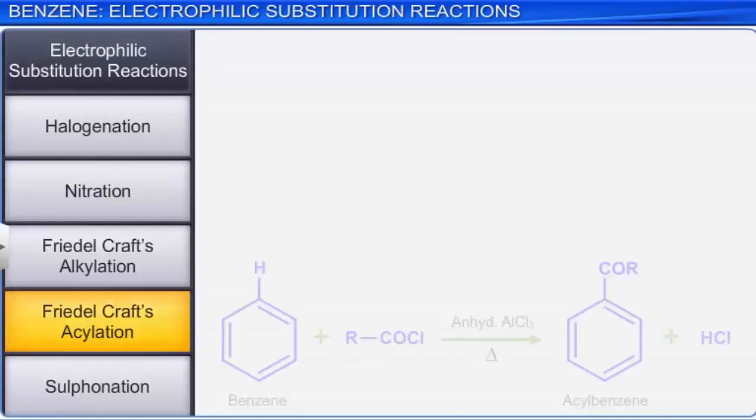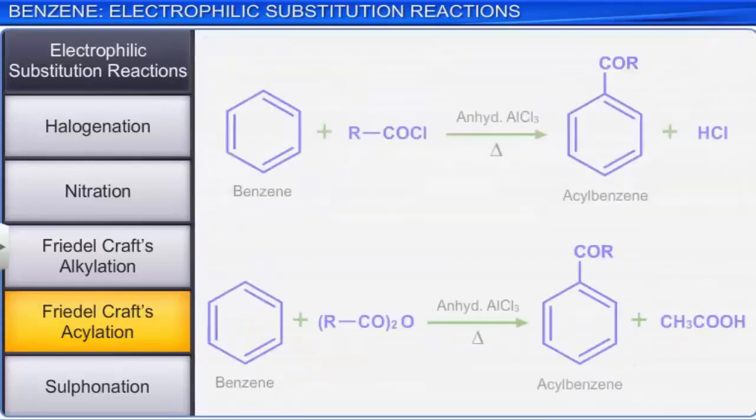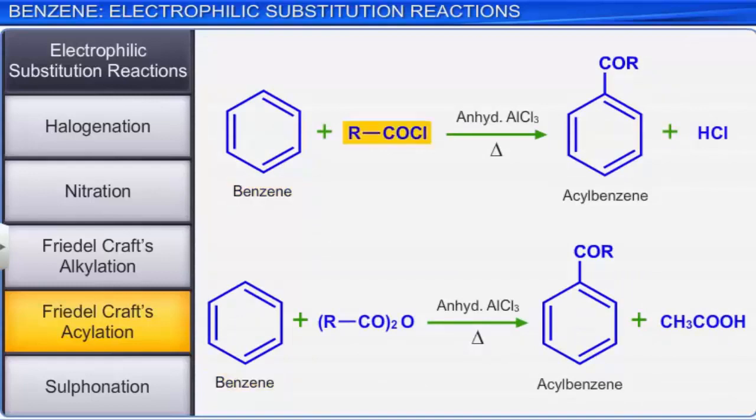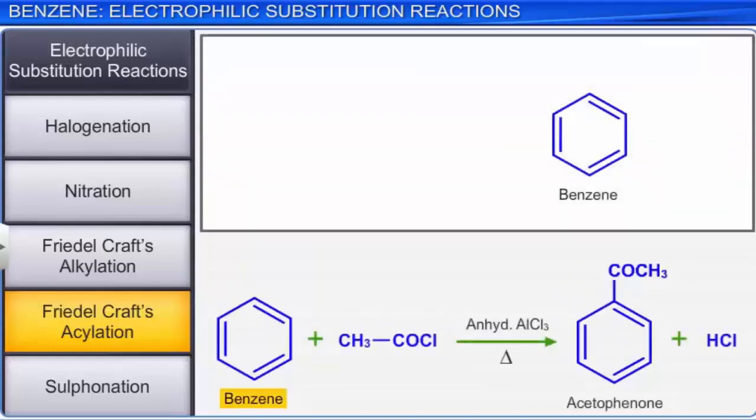Now let's look at the acylation reaction. When the hydrogen atom in a benzene ring is replaced by the acyl group, it is known as acylation reaction. When benzene is treated with acyl halide or acid anhydride in the presence of anhydrous aluminium chloride, benzene forms acyl benzene. This reaction is called the Friedel-Crafts acylation. For example, when benzene is treated with acetyl chloride in the presence of anhydrous aluminium chloride, it forms acetophenone and hydrochloric acid.